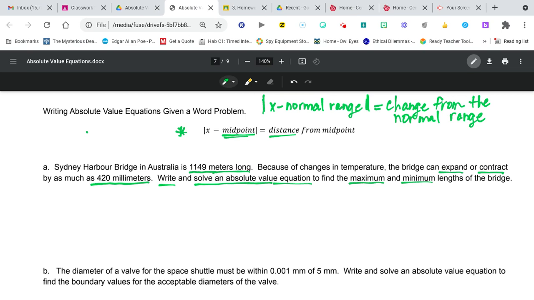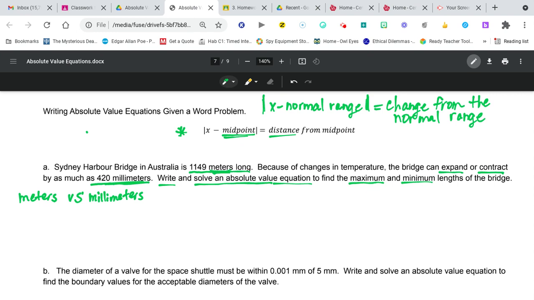Well, before we even start, I need you to notice that the normal length of the bridge is in terms of meters, but the change is in terms of millimeters, okay? I don't want to put equal. I'm going to put versus because they're not the same. I need to get the units to be the same. So before I even try to work it, I need to change meters to millimeters or millimeters to meters. I'm going to stick with the unit for the normal length of the bridge, so I want the change to be in meters then.